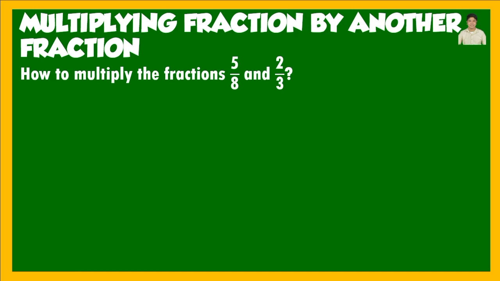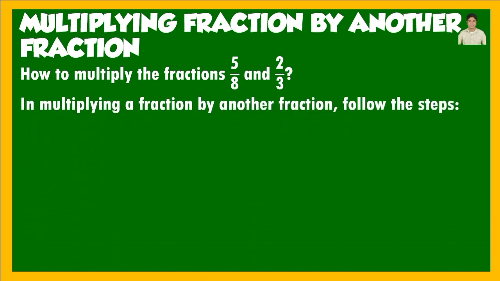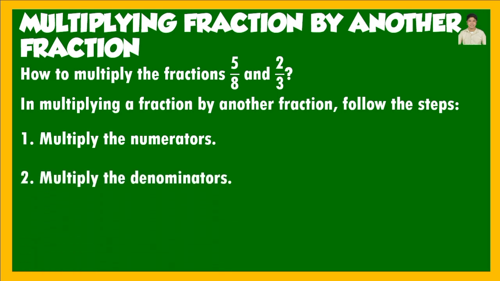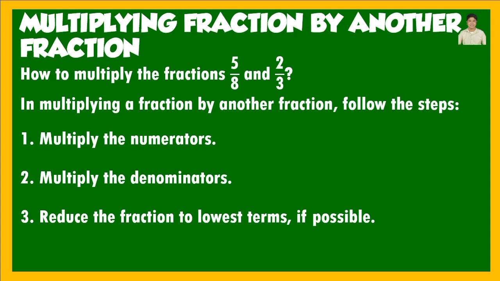So paano nga ba tayo nagmumultiply ng fractions? Fraction to fraction. In multiplying a fraction by another fraction, follow the steps. Ito yung mga steps na dapat nating tandaan at i-follow. First, multiply the numerators. Second, multiply the denominators. And then finally, reduce the fraction to lowest terms if possible. Numerators, ito yung mga numbers na nasa itaas ng fraction bar. And the denominators, ito naman yung mga numbers na nasa ibaba ng fraction bar.